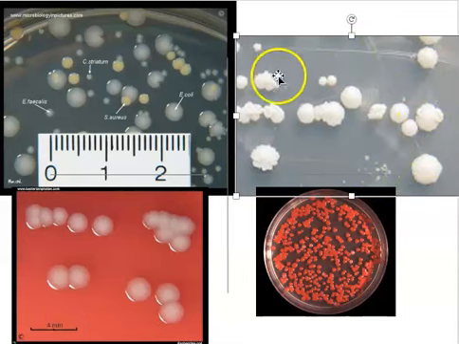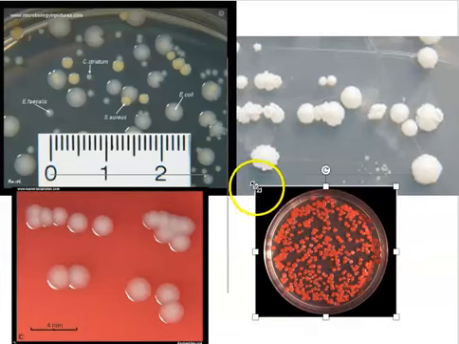So it is quite common for us, when we're looking at environmental samples, to see multiple types of colony morphology. We have to be careful, though, when we count different types of colonies on a plate. We have to remember that sometimes two different species of bacteria can have identical colony morphology.